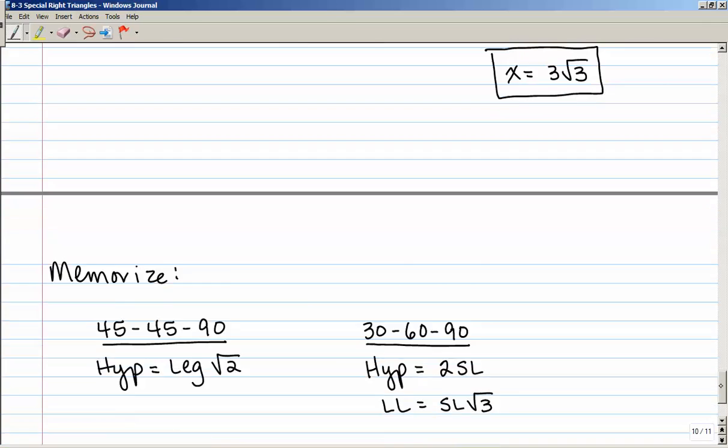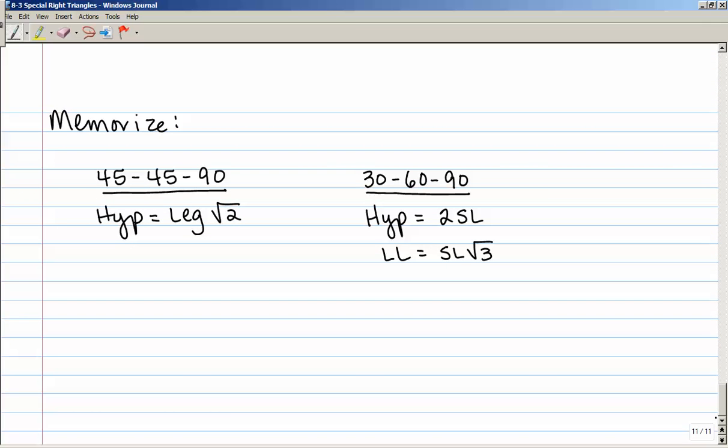So to summarize, here are the little formulas you should really memorize. For a 45, 45, 90 right triangle, the hypotenuse is equal to the length of the leg times the square root of 2. For a 30, 60, 90 right triangle, the length of the hypotenuse is 2 times the length of the short leg, and the length of the longer leg is the length of the short leg times the square root of 3. Memorize those.